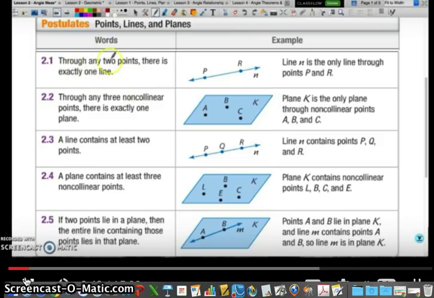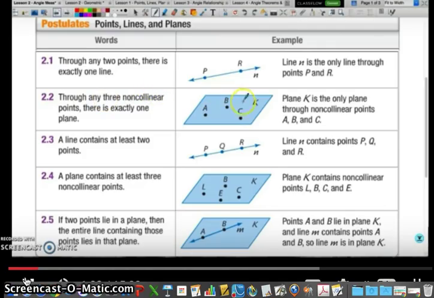Okay, so if we have 2 points floating around in space, if you were to join those with a line, they are joined with exactly 1 line. So 2 points, through any 2 points, there's exactly 1 line. Through any 3 non-collinear points, there is exactly 1 plane.